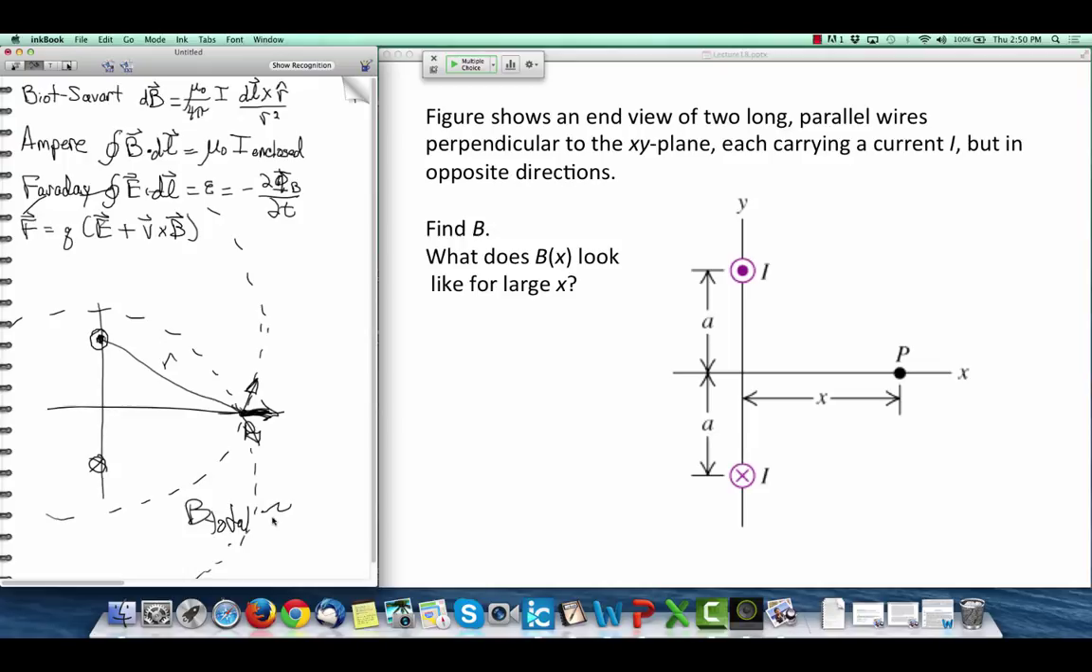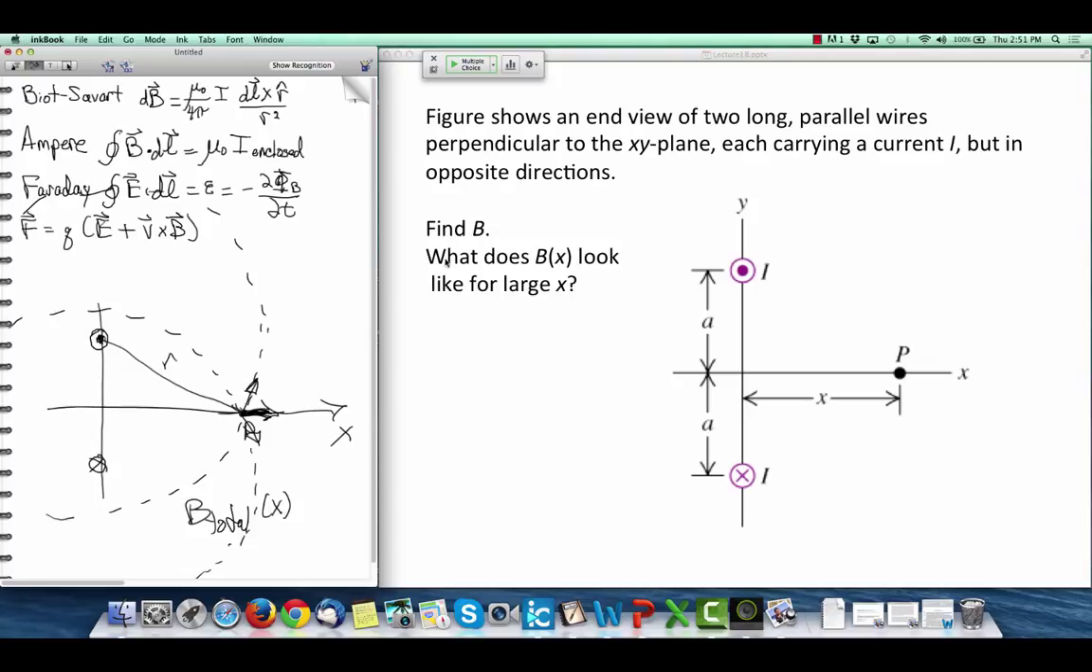And what you find is that B total is a function of x. This is the x-axis. And B total depends on how far away you are, and also is a function of the distance between them, 2a, but that's a constant. And so when x gets very, very large, I don't think I have time to work this out, but if you just take the limit as x gets really, really large, you're going to find out that it goes to 0. Okay? That isn't what we're looking for in this kind of problem.